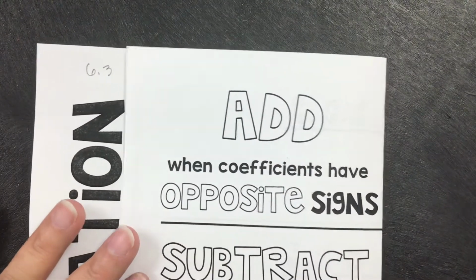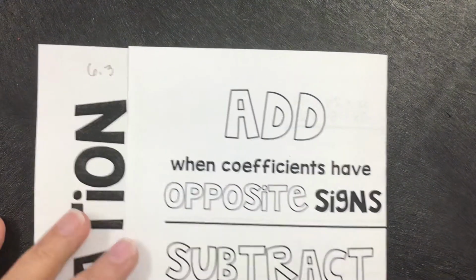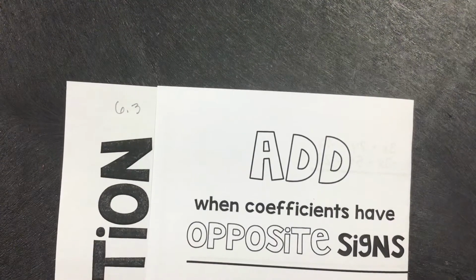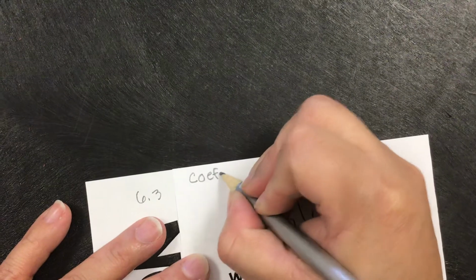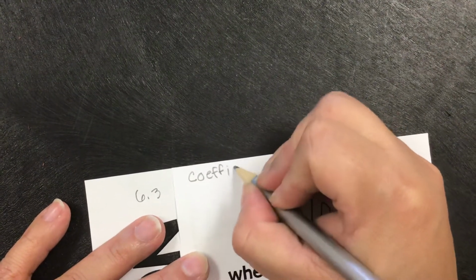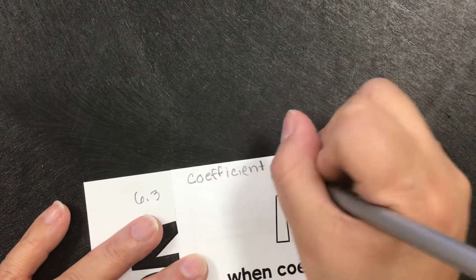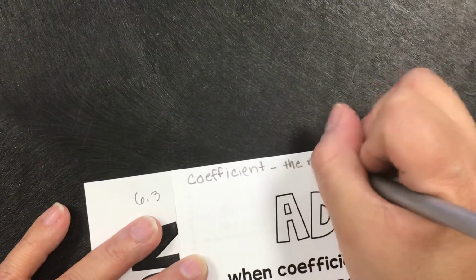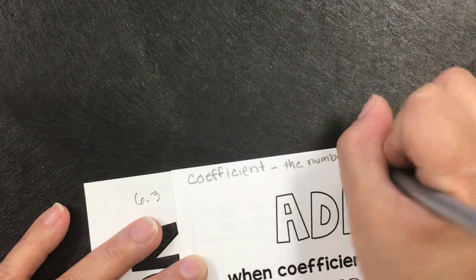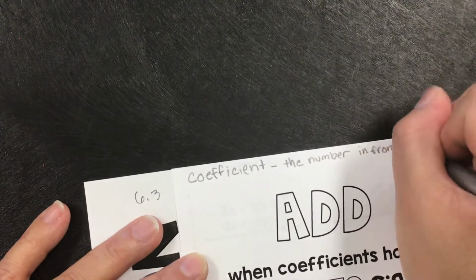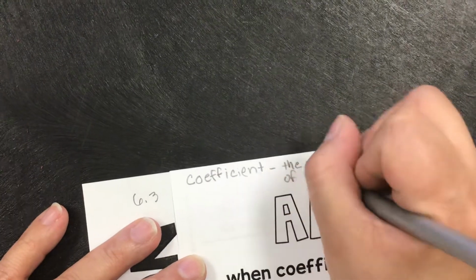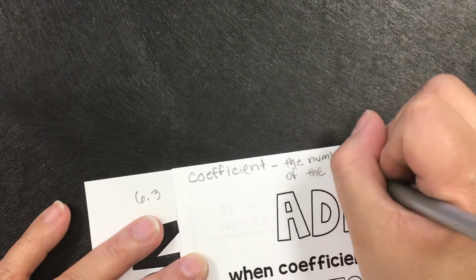And coefficient just means the number in front of the variable. So I'm going to write it up here, coefficient. The number in front of the letter, which is really called a variable.